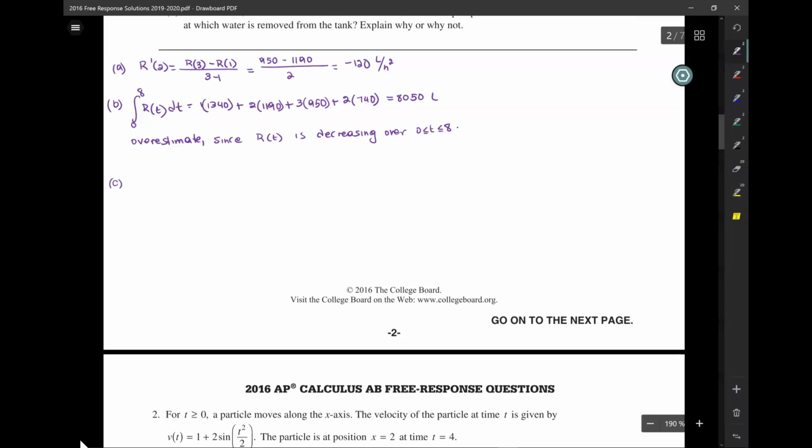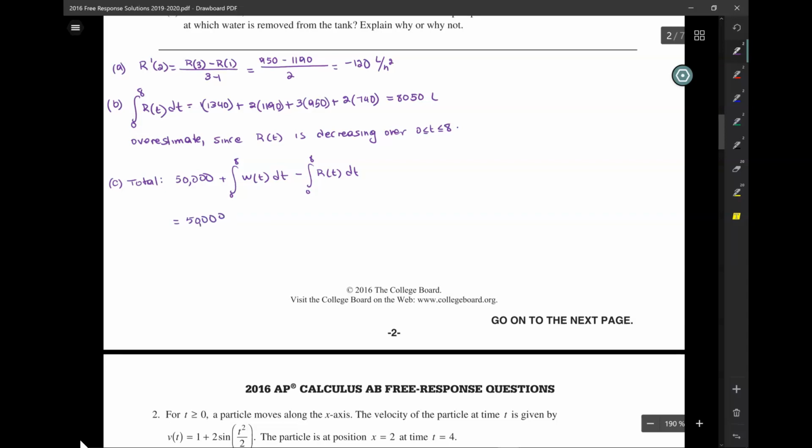So C is, okay, so first, total amount of water is, at the very beginning, how much was there? 50,000 liters. Plus, we added some. Well, how much did we add? Well, that's the integral from 0 to 8 of W of t dt minus how much did we subtract, from 0 to 8 of R of t dt.